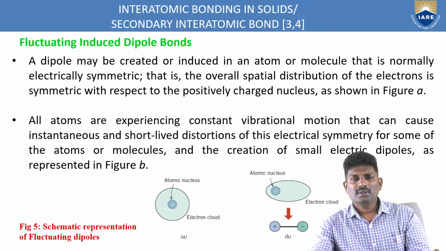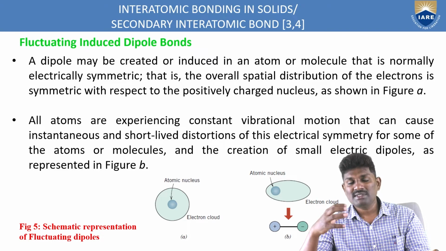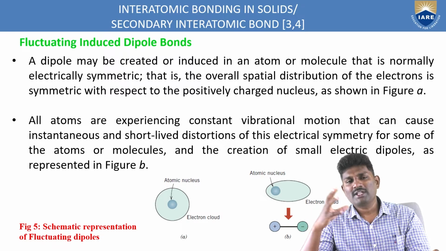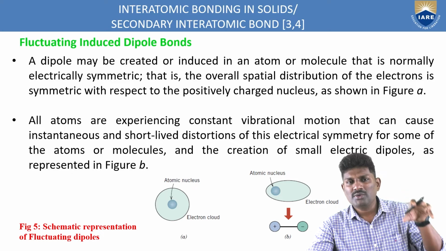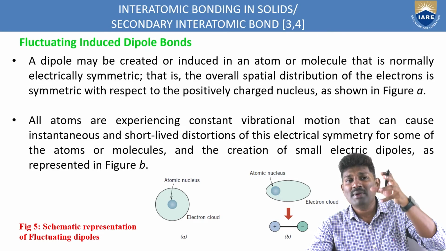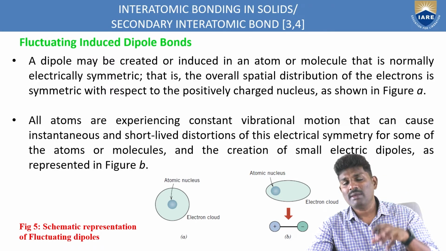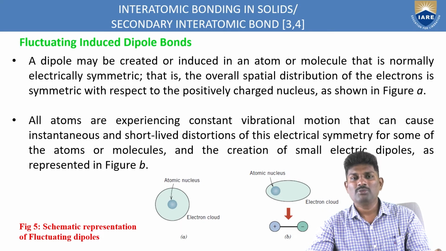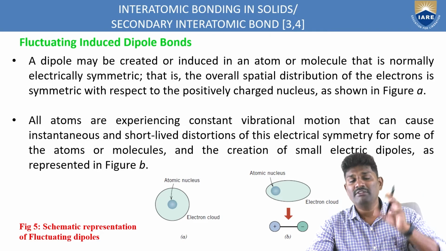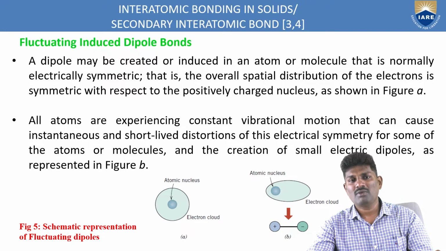Now we have another type in the secondary bonding, the fluctuating induced dipole bond. The name itself shows it is fluctuating. During the sharing of electrons, what is happening? Continuously it is rotating, and because of this continuous rotation there is some vibration. Because of this vibration, there is a change in the orientation of the atom or the molecule.